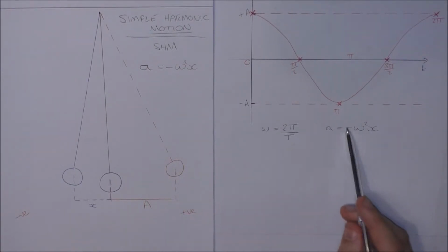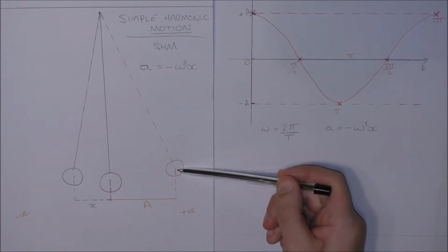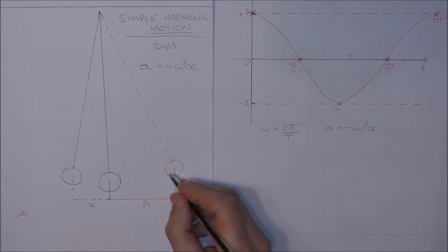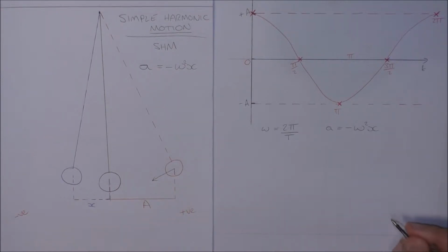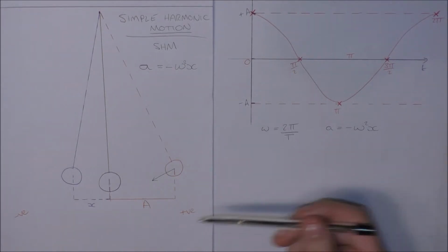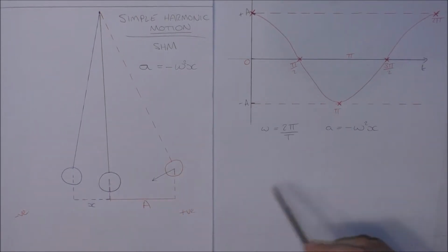So the reason that the negative sign is here is because when the pendulum bob is at maximum positive displacement, its velocity is 0 and its acceleration is going backwards, hence the negative sign. So the vector for acceleration will actually point in the opposite direction to the displacement. This is at all points of the pendulum bob swing.